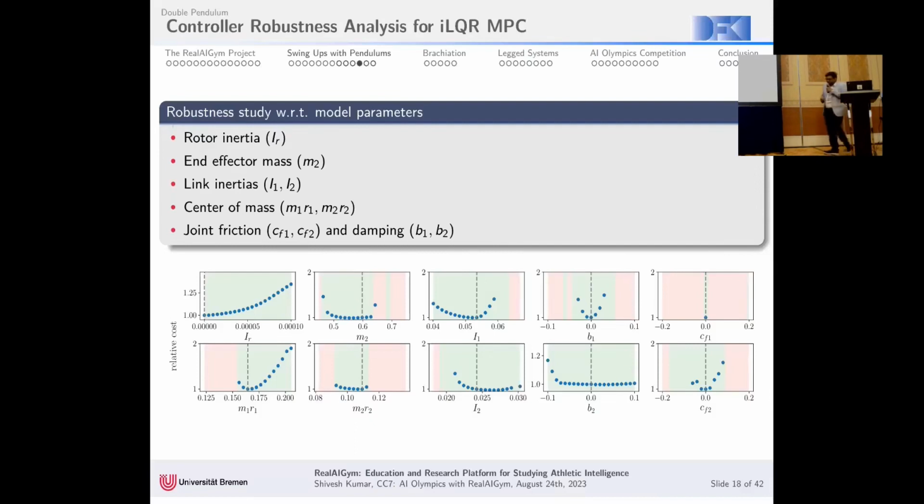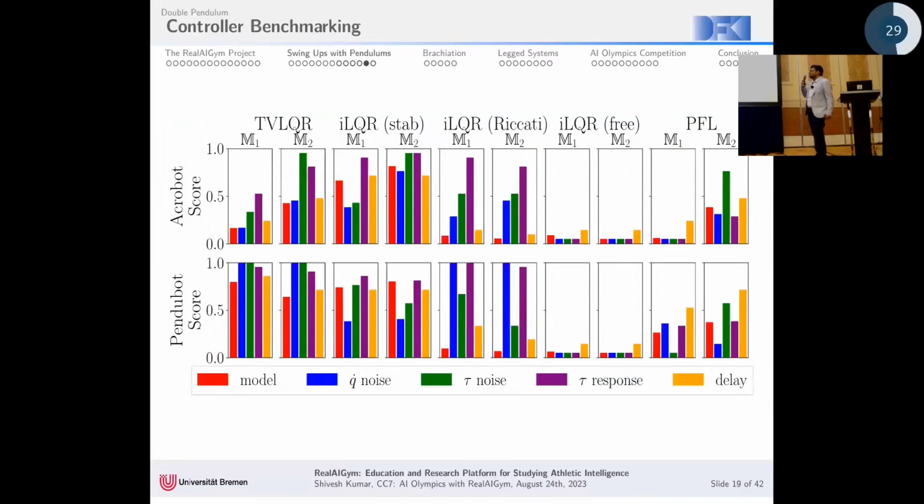So here you see a comparison of 5 different controllers. We have time varying LQR, iterative LQR, 3 variants of iterative LQR controller, and the classical partial feedback linearization, which was proposed by Spong for this system. And then you can see the robustness of all these controllers with respect to variations in the model parameters, the noise in the velocity measurement, the noise in the torque measurements, the torque response and the delay, communication delay, which are things that we come across when we want to transfer any policy or a controller to a real system.